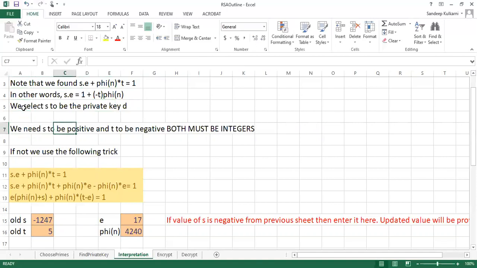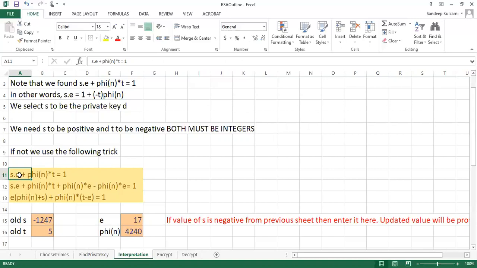We need S to be a positive integer, and for that T would have to be negative. Note that S and T both have to be integers. We are not allowed to have fractions to make this work. So what we're going to do is a very simple trick. Suppose I got the value of S to be negative.